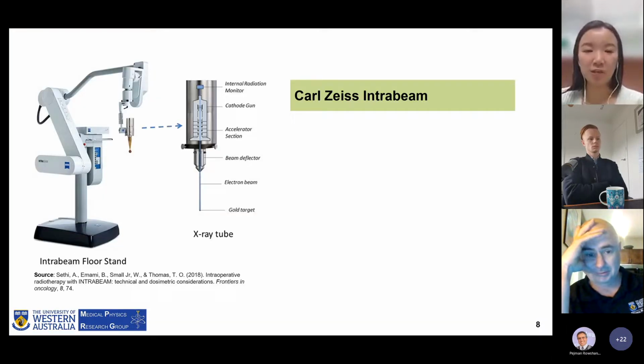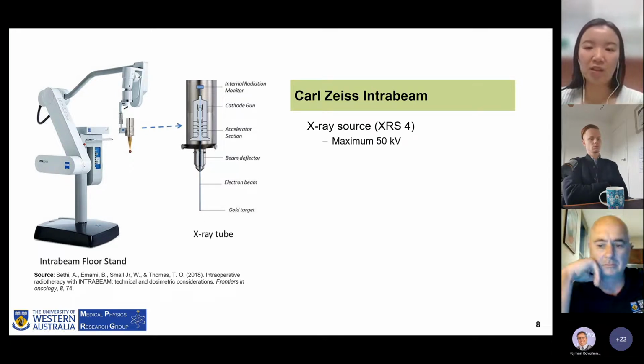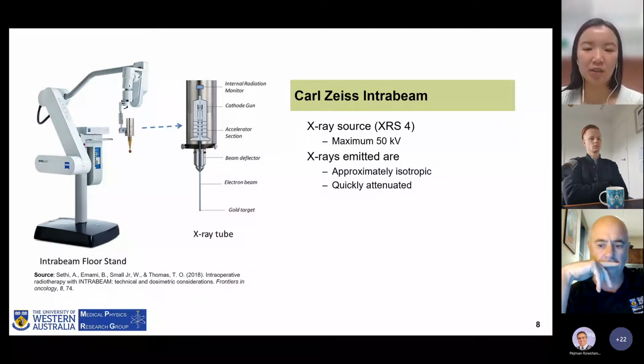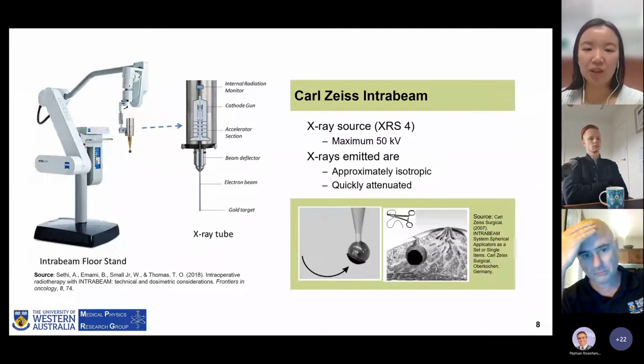This is the Zeiss Intrabeam, which this thesis is based on. As you can see, there's a cathode gun, which produces electrons that are accelerated down the probe, eventually striking a gold target to produce X-rays. The source has a maximum energy of 50 kV, and the X-rays emitted are approximately isotropic and they're very quickly attenuated. Of course, you can shield the Intrabeam in any particular direction if you so desire.